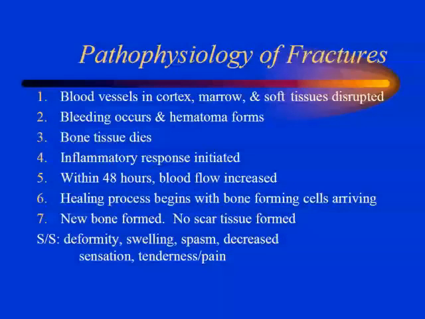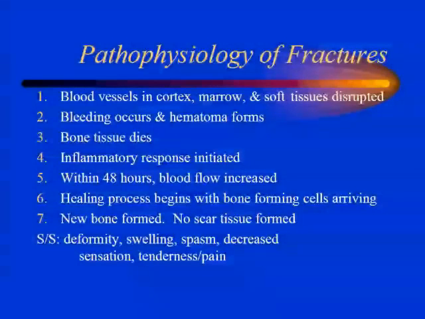The pathophysiology of fractures. Initially, the blood vessels in the cortex, the marrow, and the soft tissues are disrupted. Bleeding occurs and a hematoma forms. Then bone tissue dies. The inflammatory response is initiated, and within 48 hours, the blood flow is increased. The healing process begins with bone-forming cells arriving, and then new bone is formed. There's no scar tissue formed, just new bone.